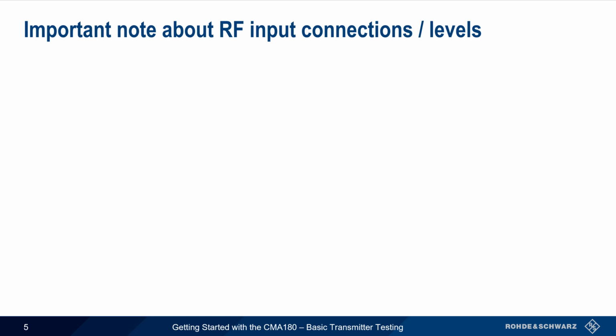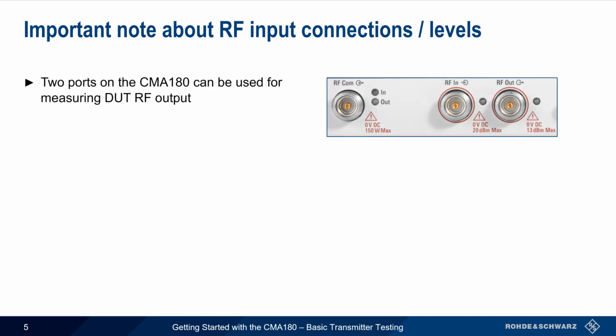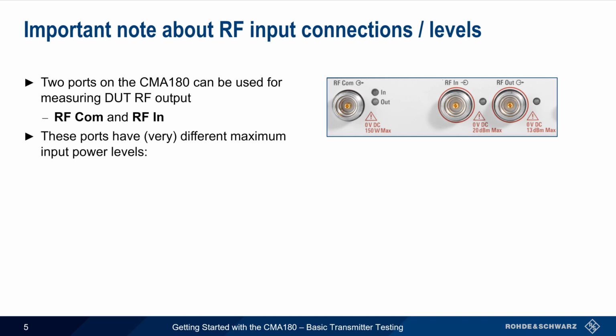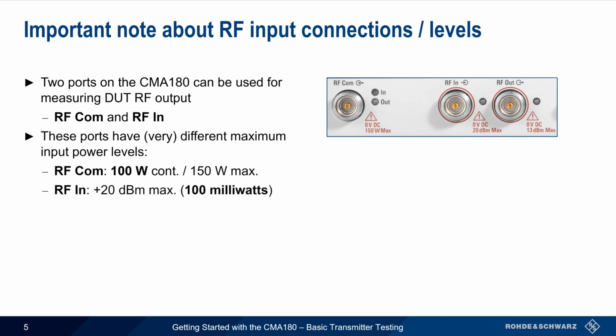Before we go on, let's pause for a moment to discuss RF input connections and levels. The CMA180 has two ports that can be used for measuring the RF output of a DUT, namely RF COM and RF in. These ports do, however, have very different maximum input power levels. For RF COM, the maximum input power is 100 watts continuous and up to 150 watts maximum. Whereas for RF in, the maximum input power is only plus 20 dBm, or 100 milliwatts.